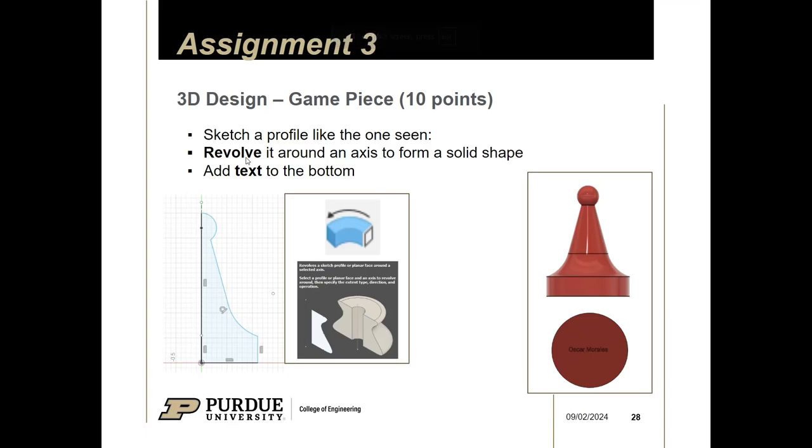So the last assignment that I'm going to demo today is this game piece. So instead of extruding, we're going to be revolving this time. So revolving works very similarly to the disc and washer method that you may have learned in calculus if you took it. So basically we can create almost like a quarter of the game piece that we're looking for, and then it'll spin about that axis until it becomes a fully solid body.